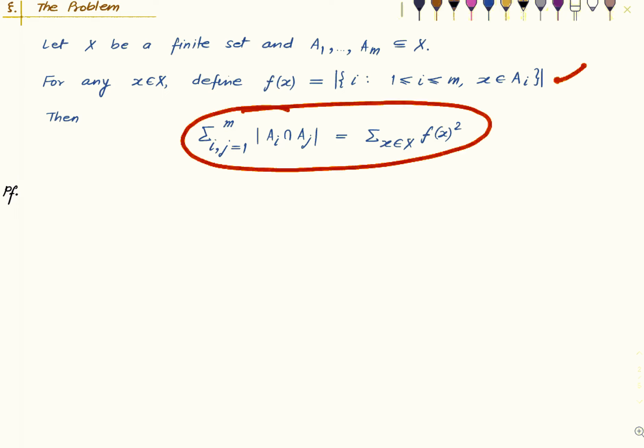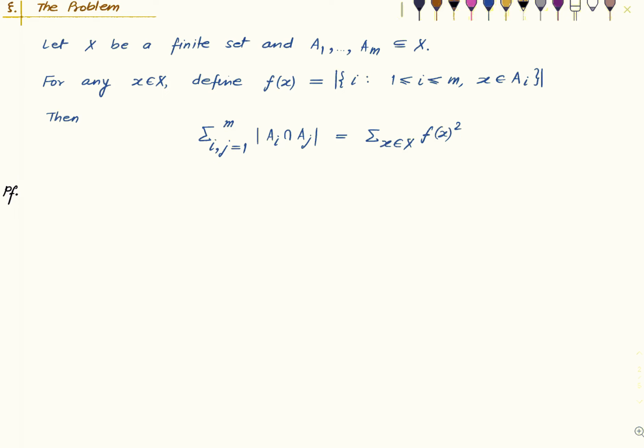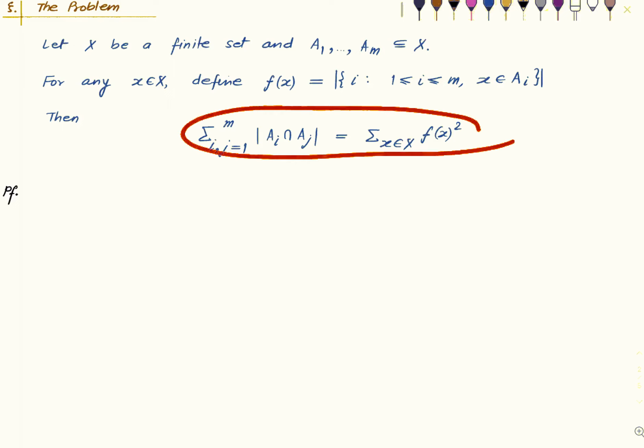With this definition in hand, we want to show that the sum of the cardinalities of all the possible intersections, and here note that Ai intersection Ai also appears because we are not saying that i less than j or any such thing, so the sum of the cardinalities of all the possible intersections is this number. On the face of it, these two numbers look quite different in nature, but this is true.